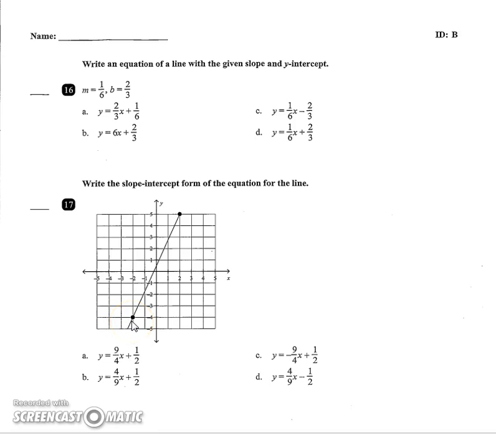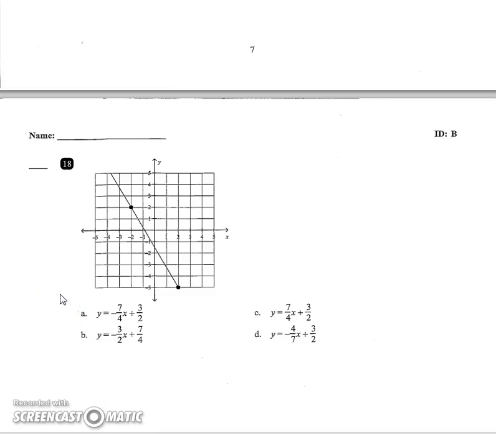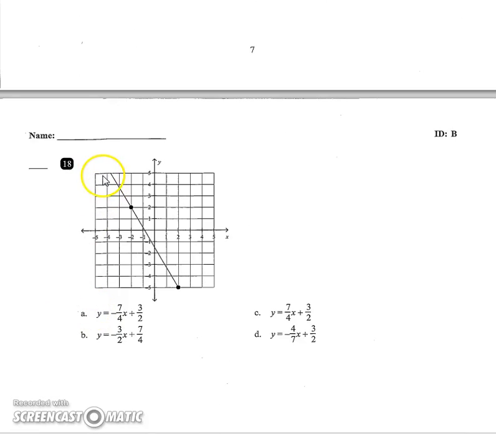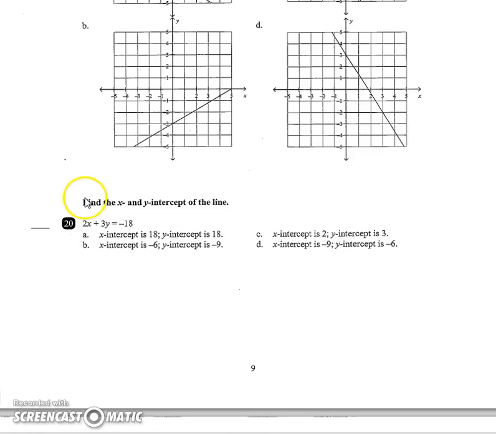Again, you will have to determine the slope and the y-intercept. And the directions are the same for 18. Again, notice the way the line is moving from left to right here and where the line is moving from left to right here. Number 19, use the slope and y-intercept to graph the equation y equals negative 3/5 x minus 3. Yes, there is a negative there.